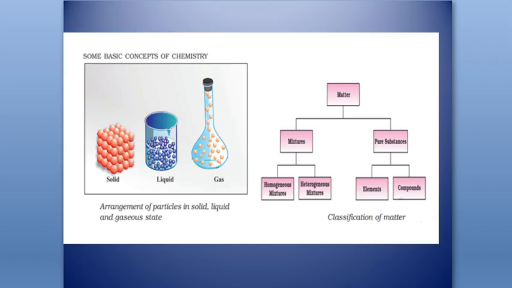Here actually we learn about matter, how many types of matter there are. So matter consists of two types of substance. One is mixture and another is pure substance. Mixture is of two kinds: one is homogeneous mixture, another is heterogeneous mixture. And the pure substance can be divided into two parts: one is element and another is compound.